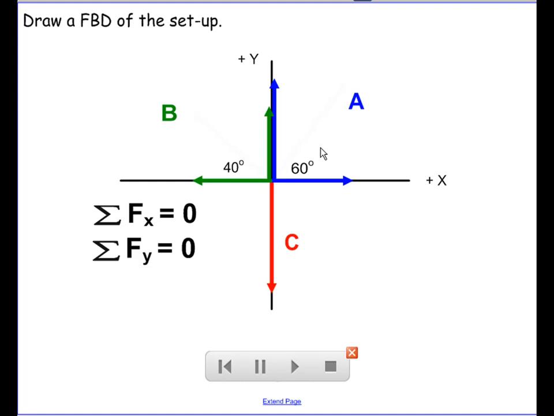So you can see that the x components have to equal 0. And then the y components have to equal 0. So the tension in the cables, the y components of both of those cables, has to be equal and opposite to the weight of the object, which is vector C.